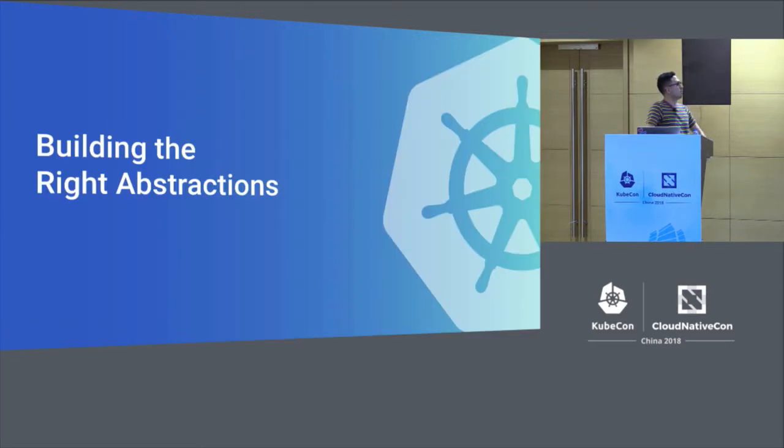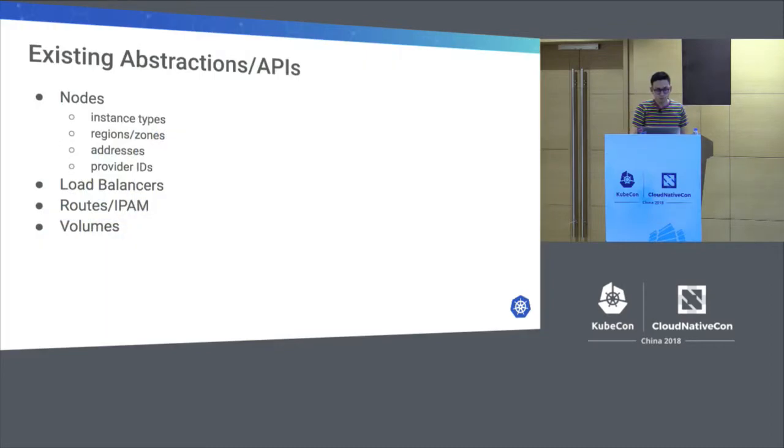All right, so a large part of what the cloud provider is trying to do is build the right abstractions so that any Kubernetes cluster can run on any cloud. And so today's existing abstractions are nodes, load balancers, routes, and volumes. For nodes, you can tell that's probably the abstraction that's the most important right now, because every Kubernetes cluster is going to have nodes.